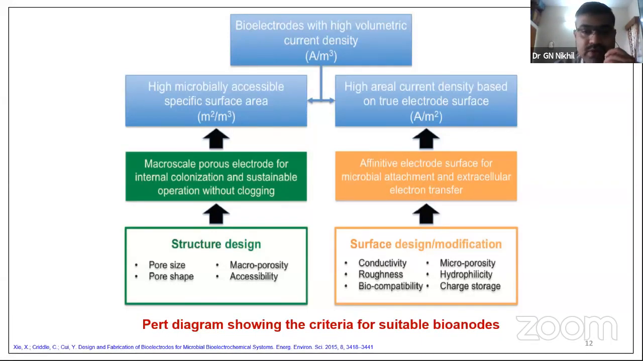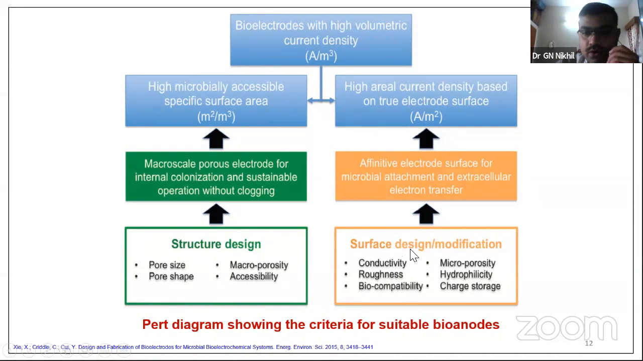More the surface area, more is the biofilm formation, better is your current. But at the same time, precaution has to be taken to make sure it doesn't clog the operation, meaning that with time it should not become a hindrance. So you have to design the electrode in such a way that its surface area is high for biofilm formation, but it should not clog the surface.